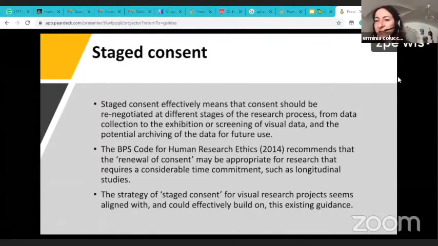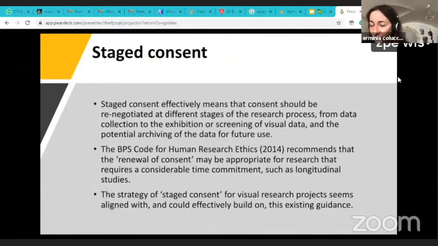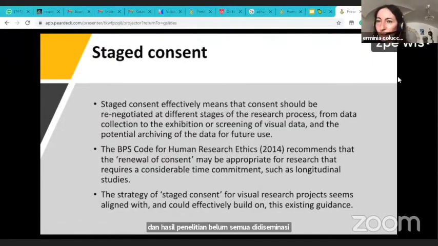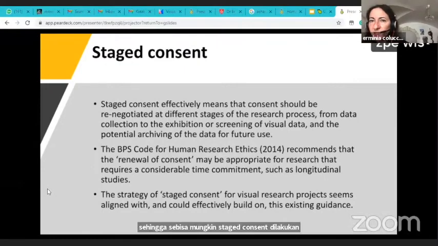This kind of guidance around using staged consent for visual research projects, I think, is particularly important within mental health research. It might not always be possible, but wherever possible, I think it is the only way to go. And if you go to the next slide, once you finish translation, I'll show you some examples of consent forms and release forms I've used in my own project.